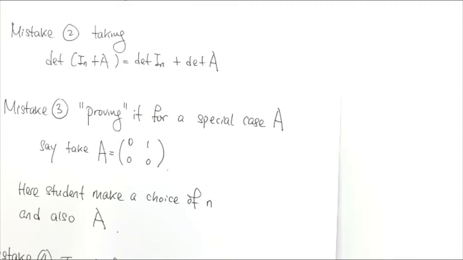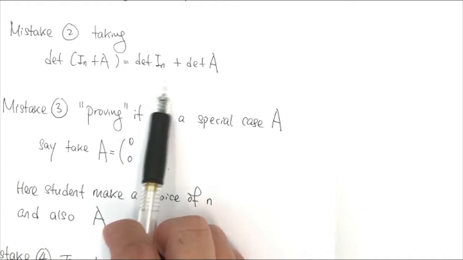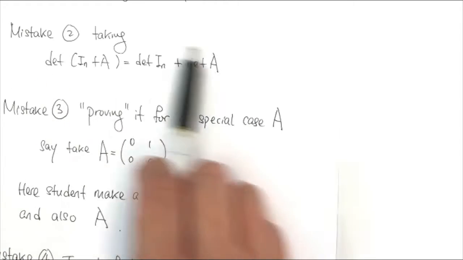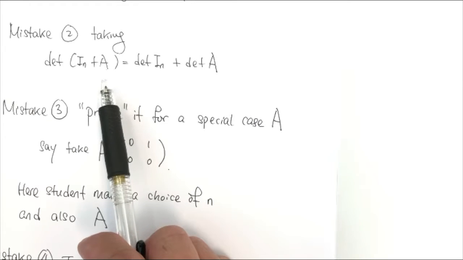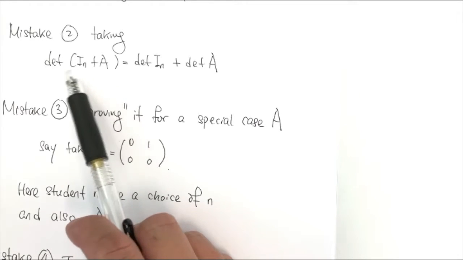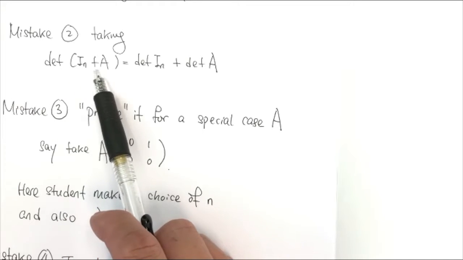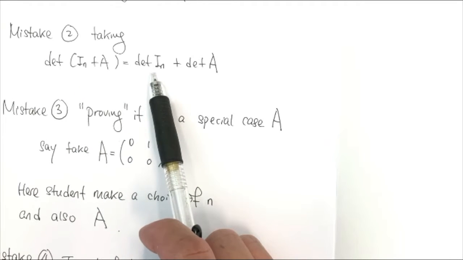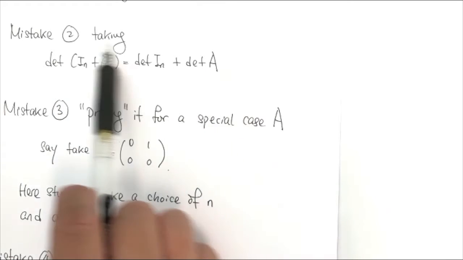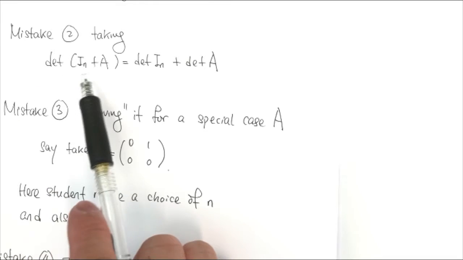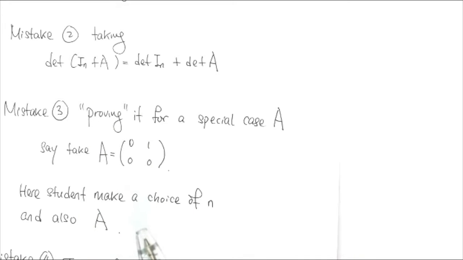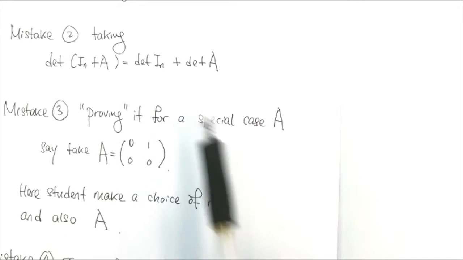Another attempt, which is a common mistake made during the exam, is to say that the determinant of I_n plus A is equal to the determinant of I_n plus the determinant of A. Now this is not going to work in general. We do not have a formula that looks like this. What we have is that the determinant of A times B equals the determinant of A times the determinant of B. If you have two matrices A, B, they are both square matrices, then the determinant of the product of those two matrices is equal to the product of the determinants of those two matrices.